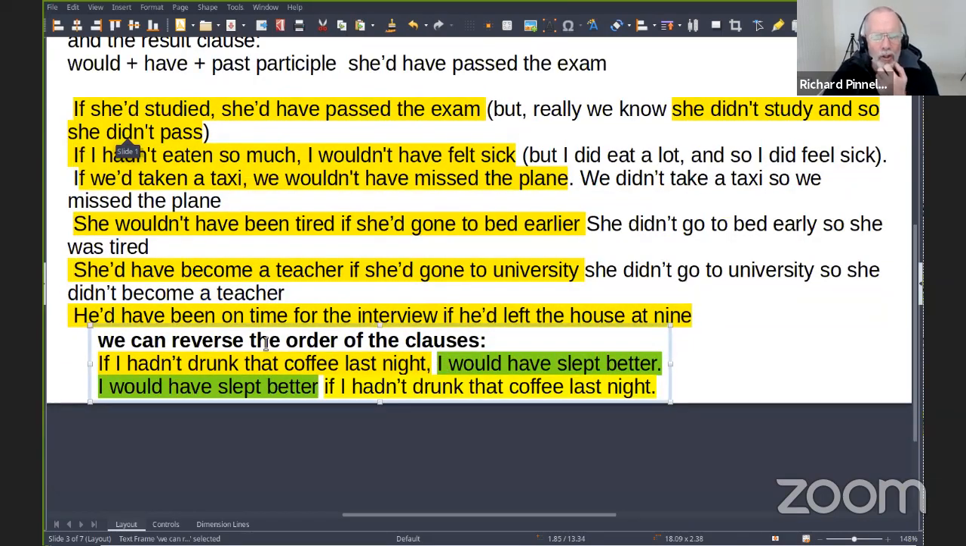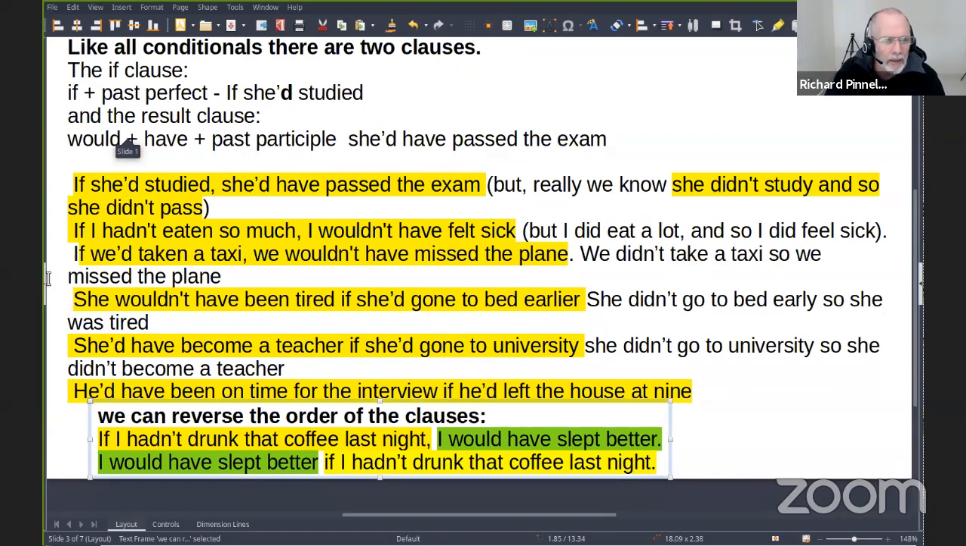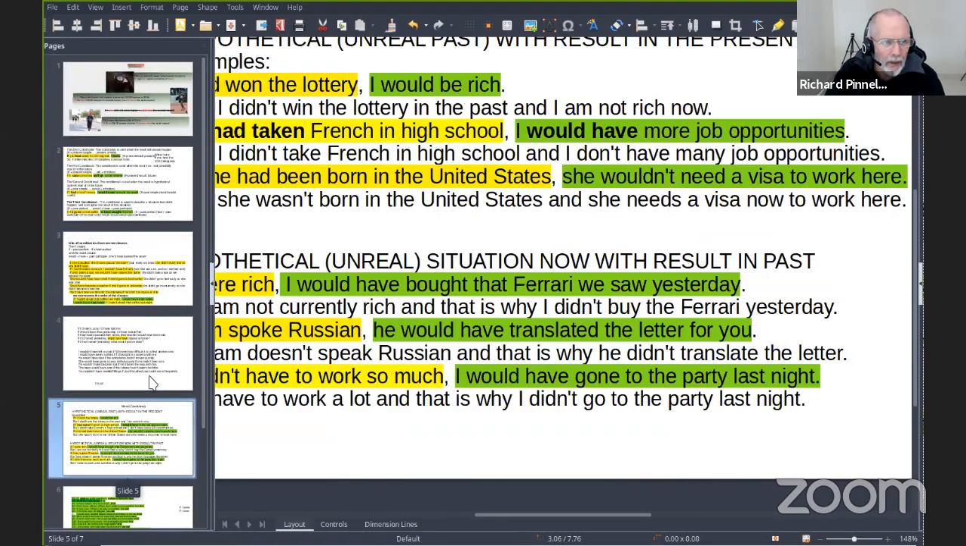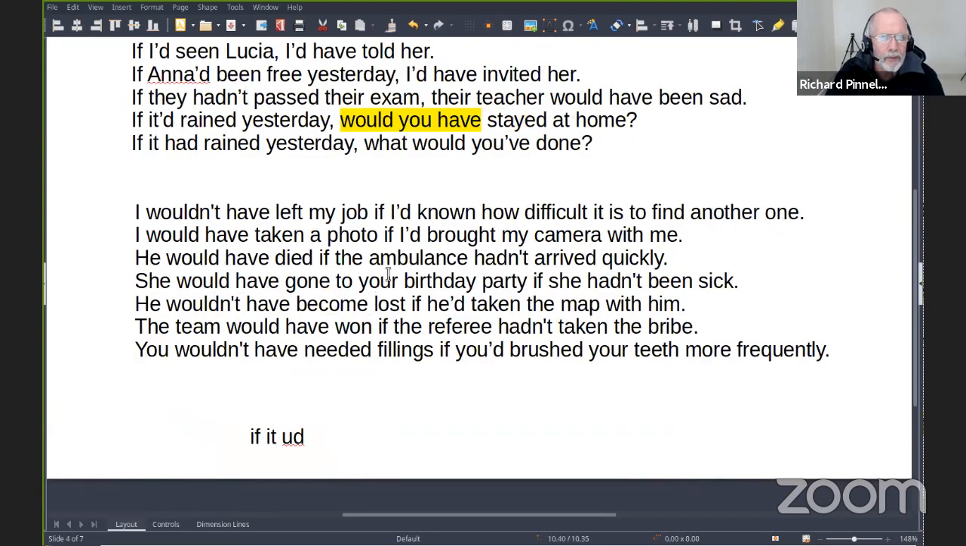So as I've already mentioned, you can turn them around. You can say, if I hadn't drunk that coffee last night, I would have slept better, or I would have slept better if I hadn't drunk that coffee last night. Okay, so let's go to the next page. I've got some more examples here.